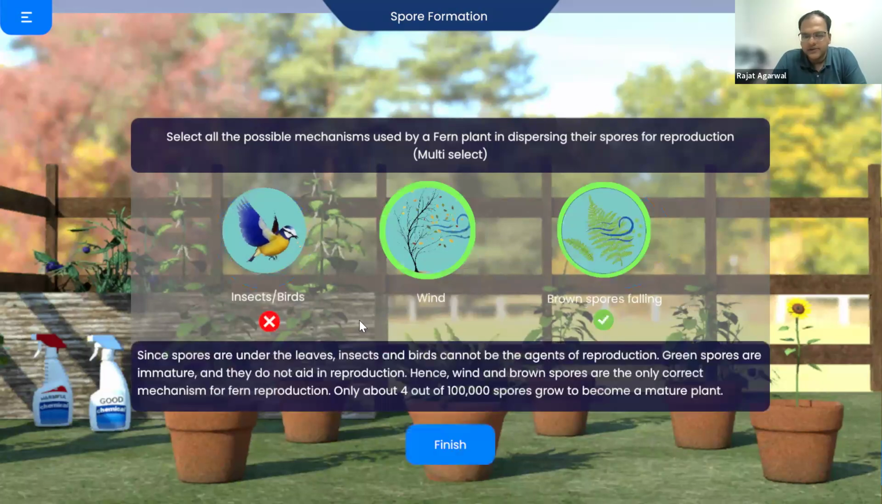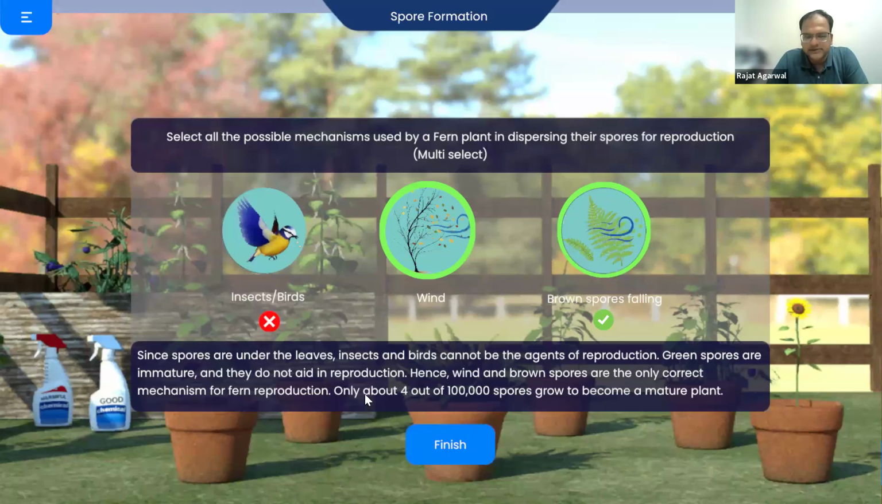Let's see. So the answer is that wind and brown spores falling are the two reasons for spore formation of the fern plant. So you can see that all the explanations about the particular spore formation process, or budding process, whatever the process is, all the information you will be able to get over here, right.